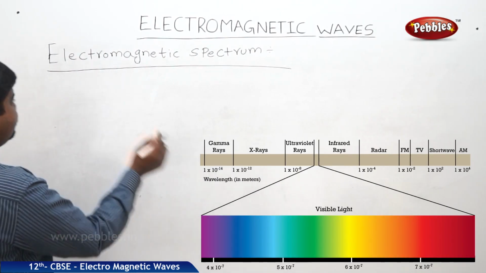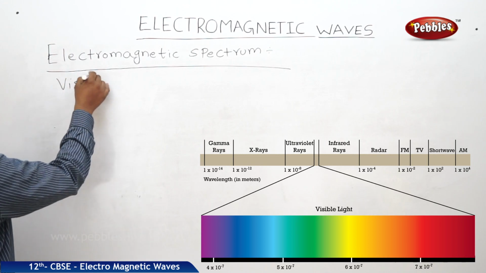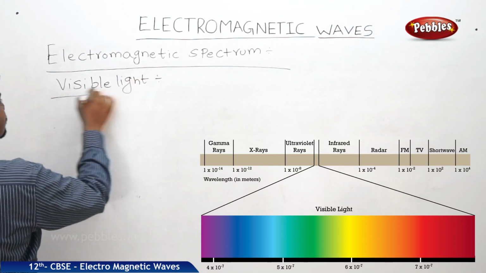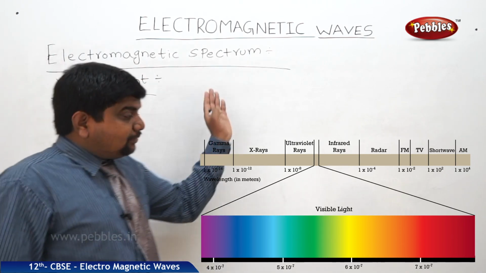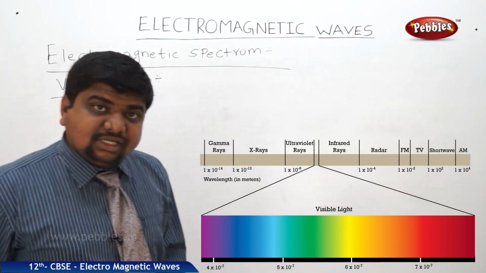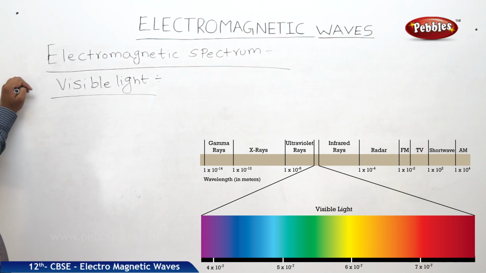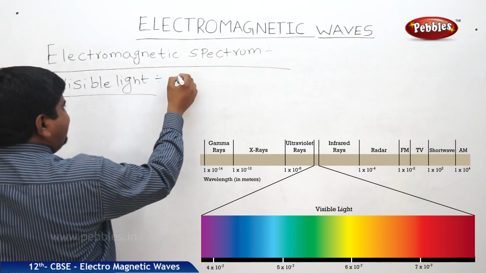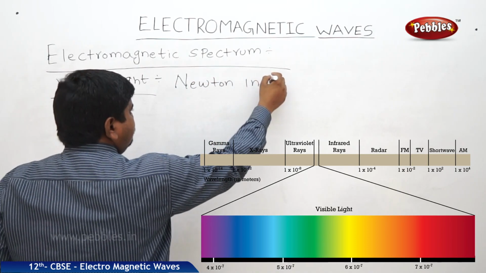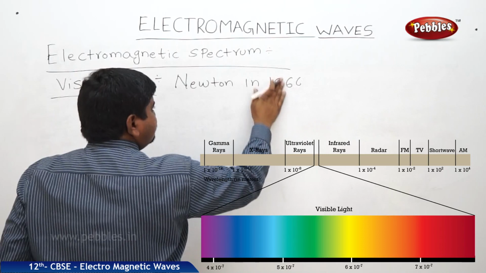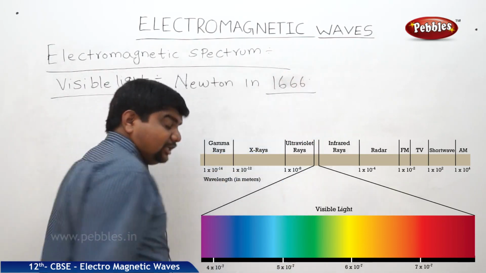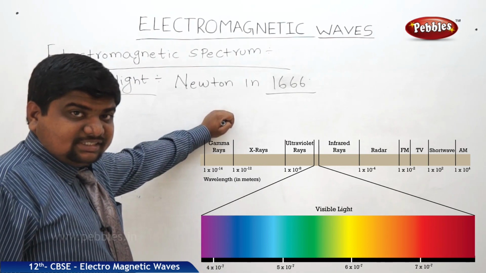Next we are going to discuss visible light. Before visible light, we have studied up to infrared. That is, up to infrared, from the bottom to top, is invisible. So what is visible light? First, it was studied by Newton in 1666. Not in 1966, it is in 1666.